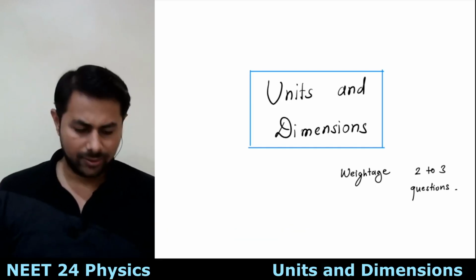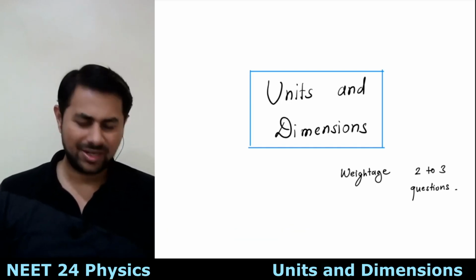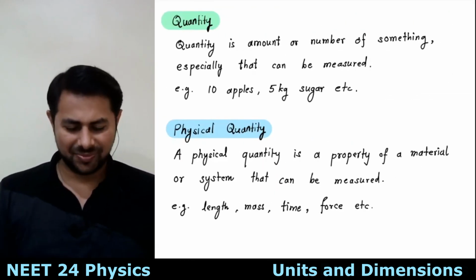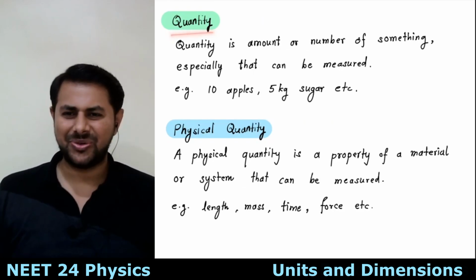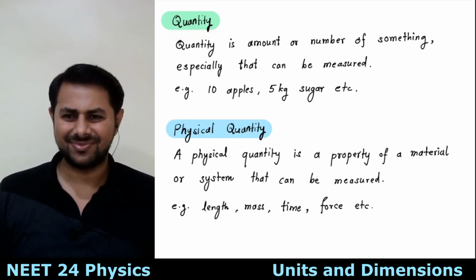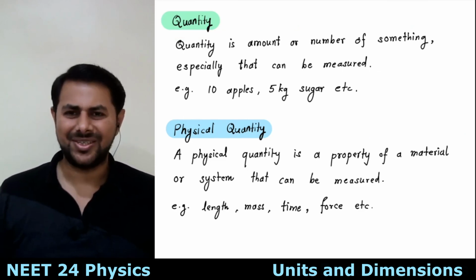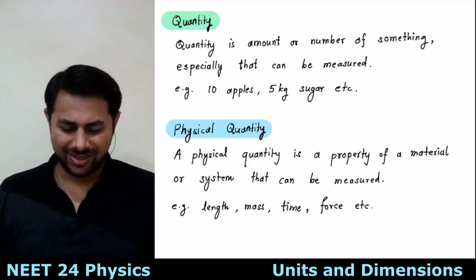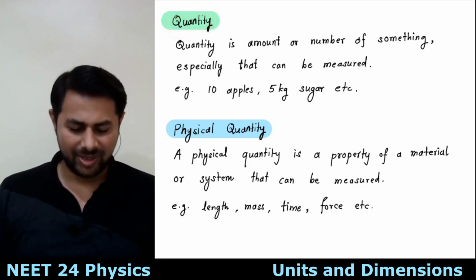All right, so let's begin with the units and dimensions, the first chapter. Now we know, of course, what is a quantity. What's a quantity? Anything which can be measured is a quantity. Okay, so we are going to talk about the measurements, right? Units, dimensions, measurements. So quantity is anything that can be measured.